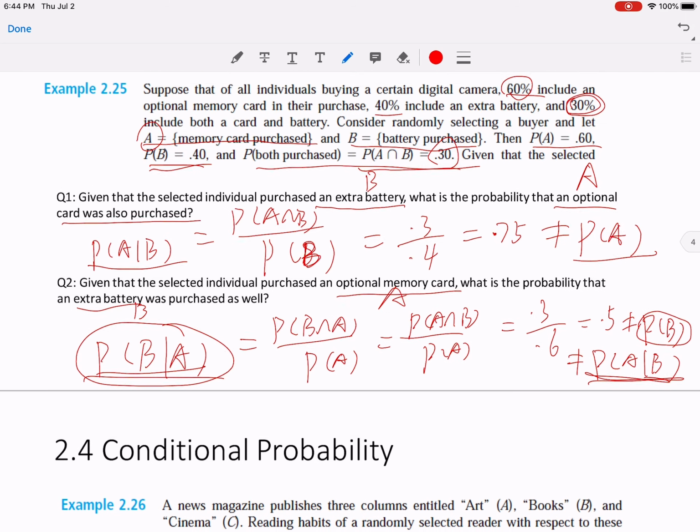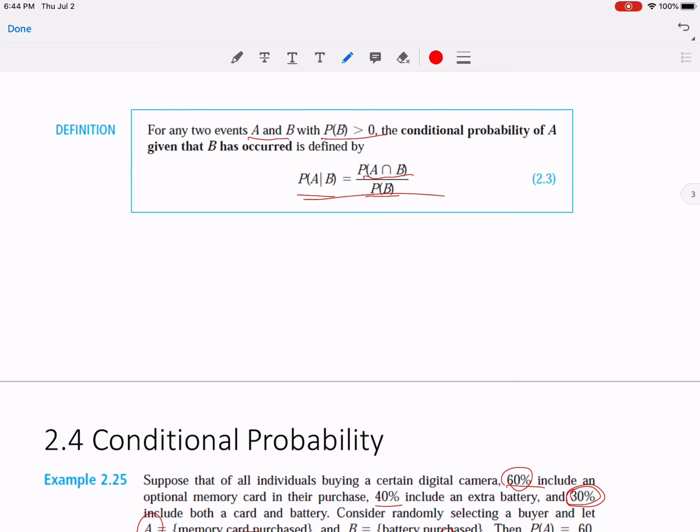So basically, the key point of this kind of question is to know this formula over here, or to know the definition of the conditional probability.